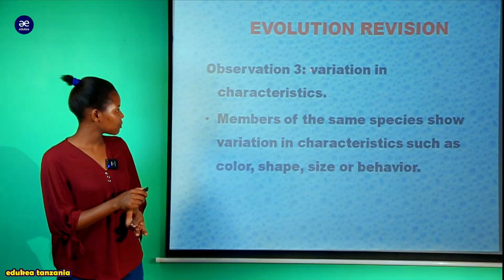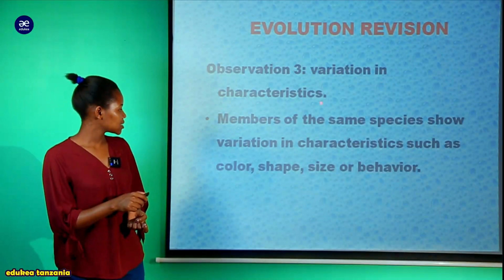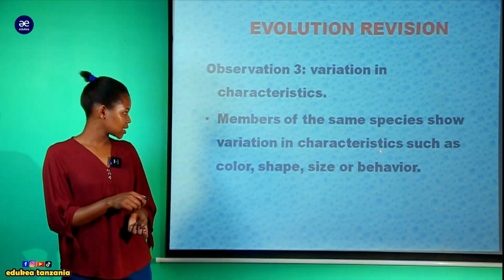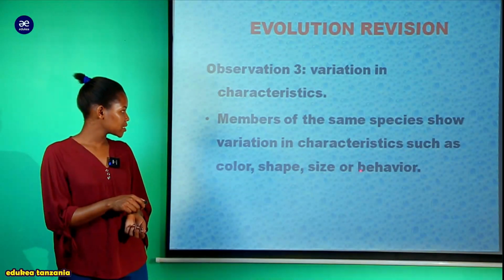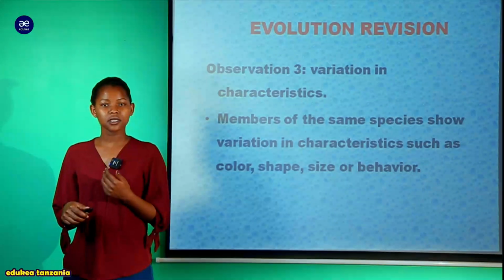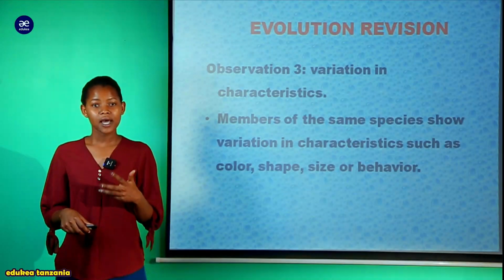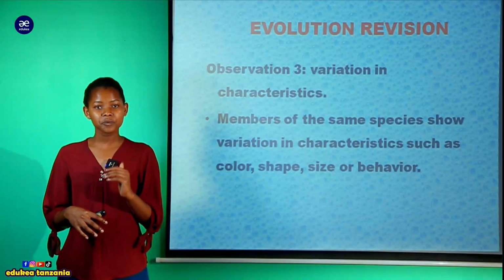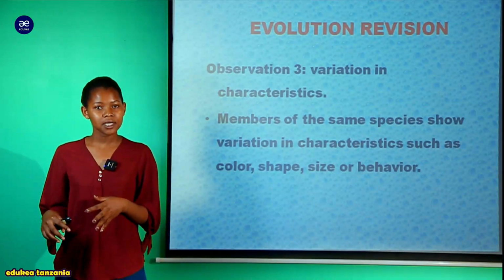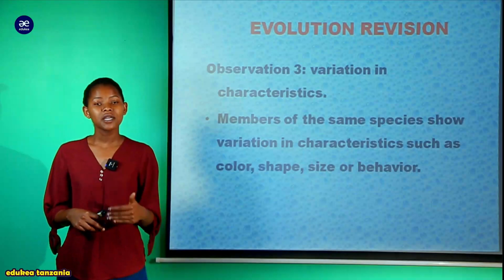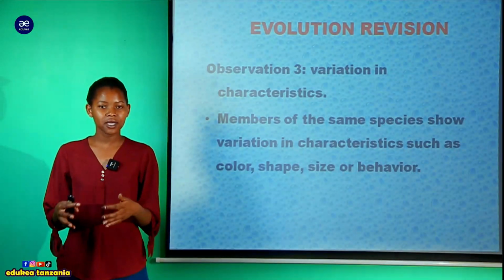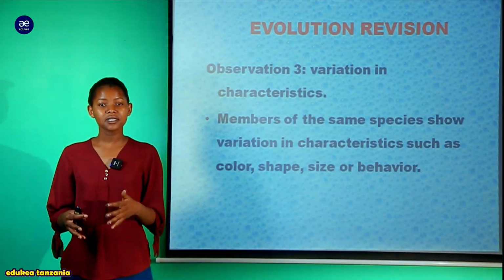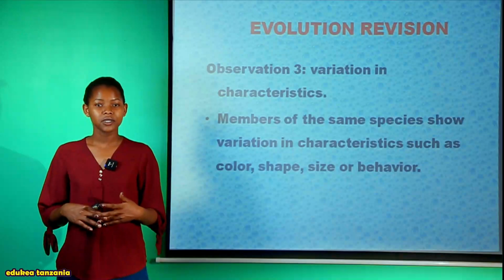Again, you can see observation number 3, which is variation in characteristics. As you can see, members of the same species show variation in characteristics such as color, shape, size, or behavior. When we talk about variation in characteristics, we mean that Darwin, in his voyage around the world, observed there are different species belonging to a certain habitat or in a single population, but they vary in their shape, their size, even their color. Even if they belong to the same species, they might vary.